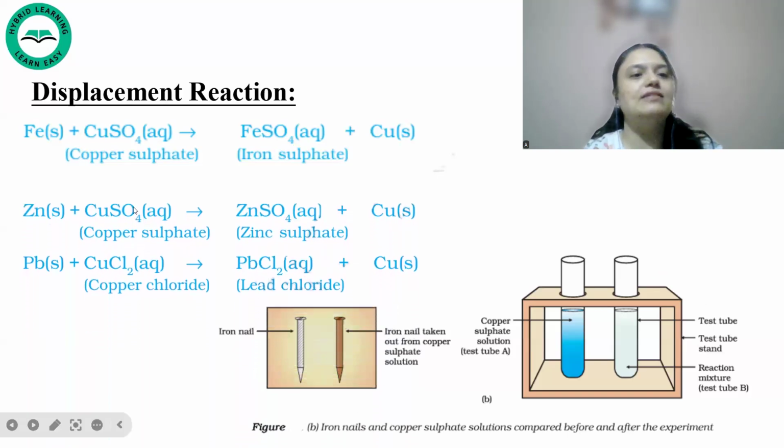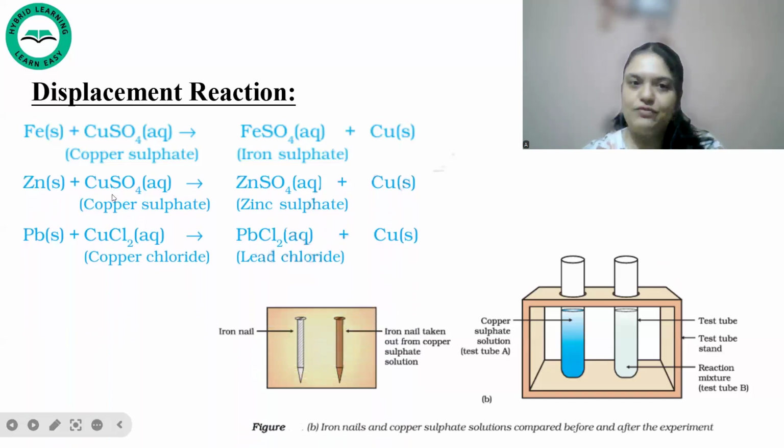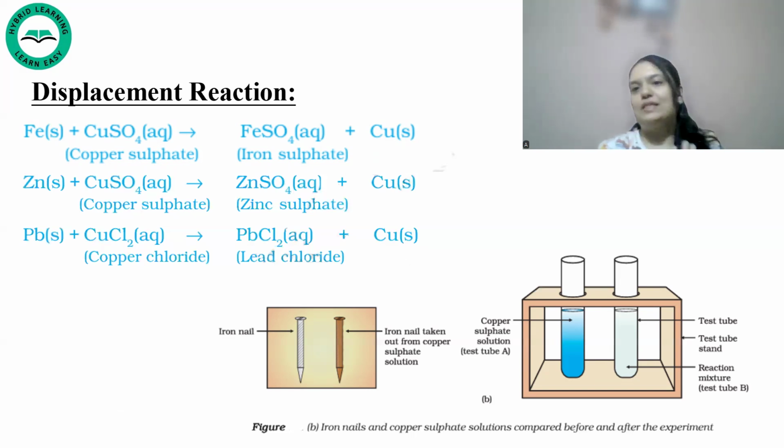So we can see here zinc, which reacts with copper sulfate, forms zinc sulfate plus copper. So successfully, zinc has displaced copper from its copper sulfate solution, forming zinc sulfate. Another reaction you can see here, lead plus copper chloride gives lead chloride plus copper. Here, lead has again displaced copper from the copper chloride, forming lead chloride plus copper. So this is all about displacement reaction.